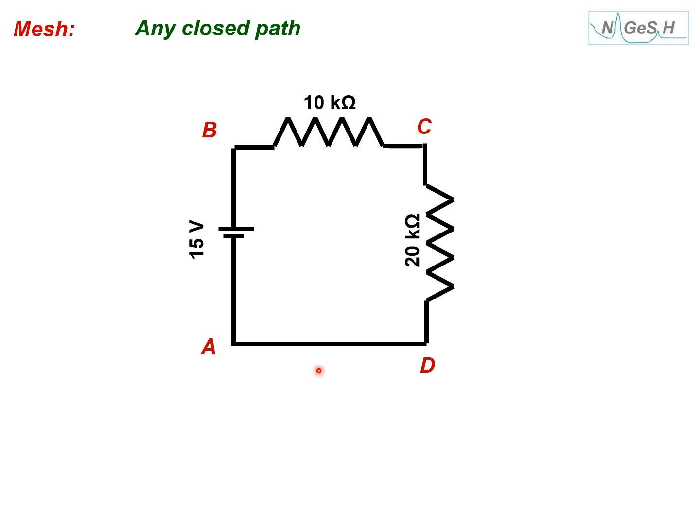Algebraic sum means any kind of voltage drop is considered to be a negative number, and a battery can be positive or negative depending on the current direction that we assume. Now I am assuming a current in this direction. So if current is going from the negative terminal of a battery to the positive terminal, we consider it positive. Otherwise, it will be considered negative.